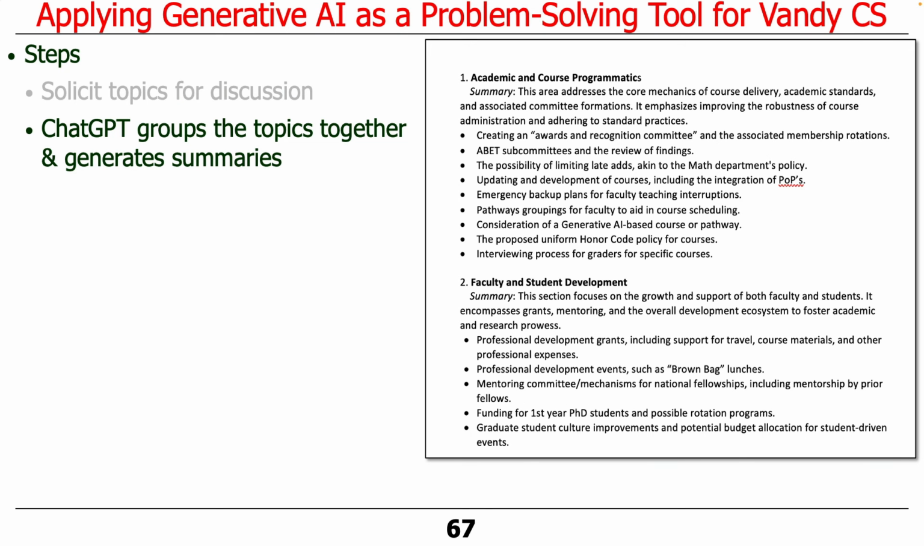We then used ChatGPT to take a look at the responses and bin them up into 6 categories or so. So we had a bunch of categories, and they quickly fell into things that you would expect: academic and course programmatics, faculty and student development, those kinds of things. So now we had all the different topics binned.